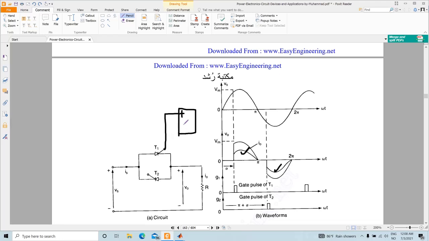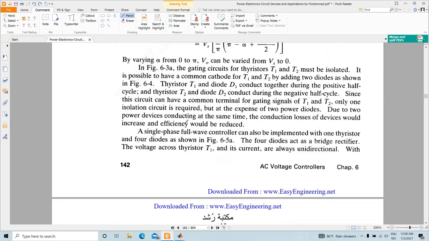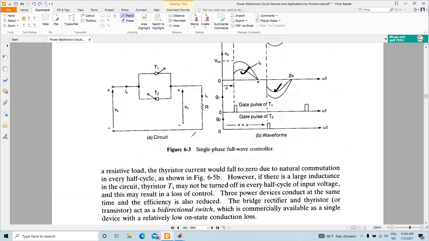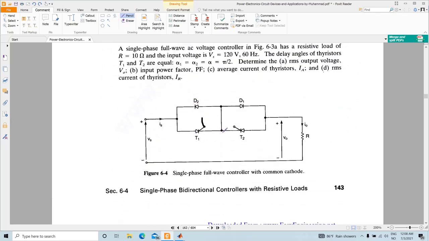And if you want to use the common ground arrangement, if you want to have a common terminal for both of these thyristors, then you arrange it like this. In this case, your cathodes are shorted, so you can have a common ground here, and then you can trigger this thyristor, and after some time you can trigger this one, so you can have a single control circuit to drive the thyristors. But the expense here is that you need additional two diodes connected in this way.